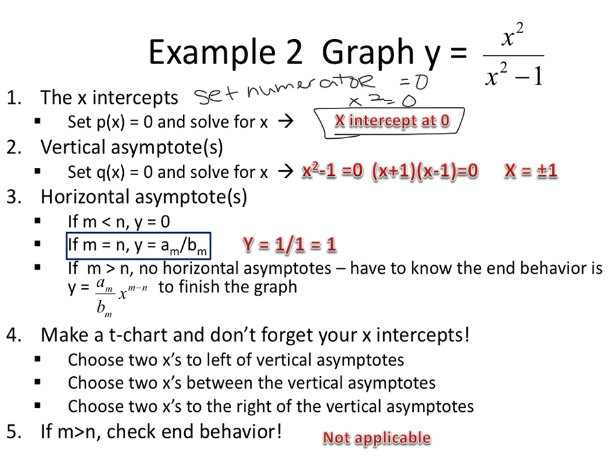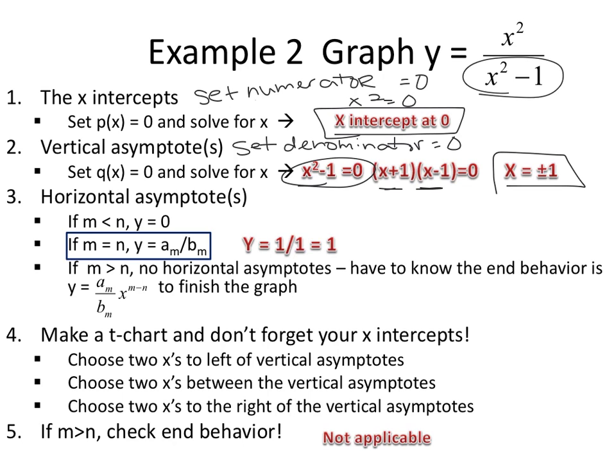So let's try this again. Now on the bottom part, we're going to set the denominator equal to 0. Okay, so that's where this x squared minus 1 came from. Set it equal to 0, that's the difference of two squares, so it factors. And we get plus or minus 1. You can also add 1, take the square root, and get plus or minus 1. So now we have 2 vertical asymptotes.